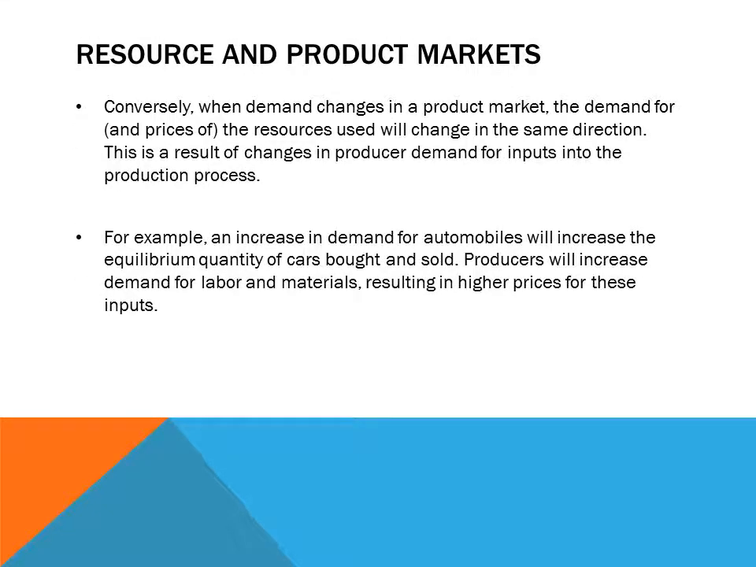Conversely, when demand changes in a product market, the demand for and prices of the resources used will change in the same direction. This is a result of a change in producer demand for inputs into the production process. For example, an increase in demand for automobiles will increase the equilibrium quantity of cars bought and sold, so producers will increase demand for labor and materials, resulting in higher prices for these inputs.